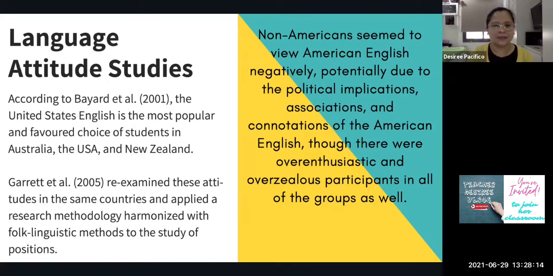Garrett re-examined these attitudes in the same countries and applied a research methodology harmonized with the folk linguistic method to the study of positions. Non-Americans seem to view American English negatively, potentially due to the political implications, associations, and connotations of American English, though there were over enthusiastic and overzealous participants in all of the groups as well.